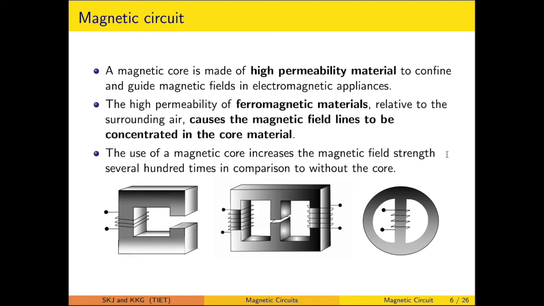Otherwise you can easily recollect that B is equal to mu H. Mu is mu 0 into mu r. So when the mu r value is higher, the B is increasing significantly. Another thing, we will be referring to the air gap likewise. That air gap has a mu r value equal to 1.